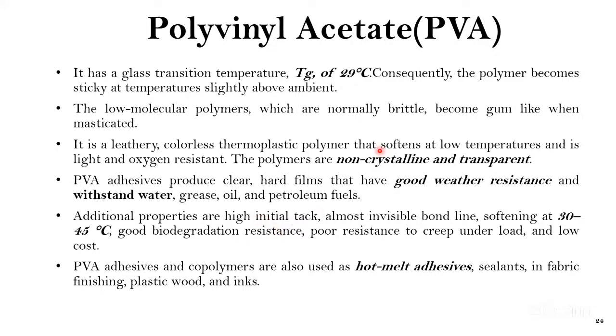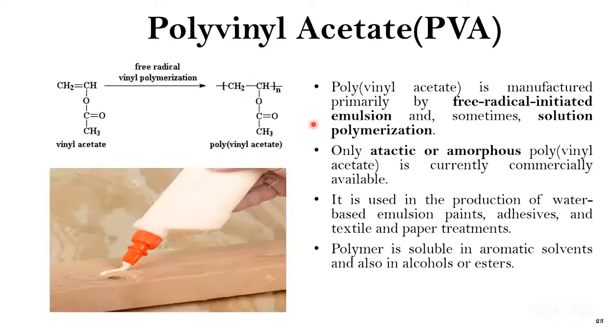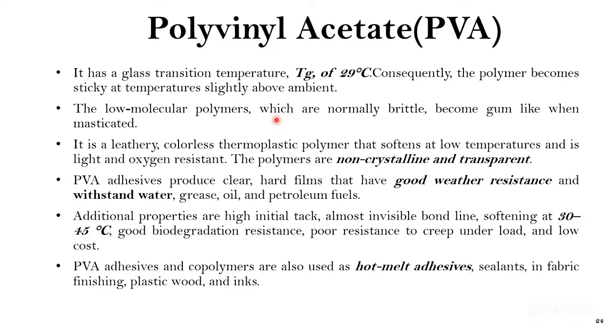And PVA, I can tell you, is 80 to 90% amorphous in nature, as it has a very random structure. Due to the bulky group, you can't get a very straight chain. The chains are quite entangled with each other and combined, and they give a very random structure. Due to that, this PVA is quite amorphous compared to the vinyl polymers we studied previously. And it has a softening point of 30 to 45 degrees Celsius.